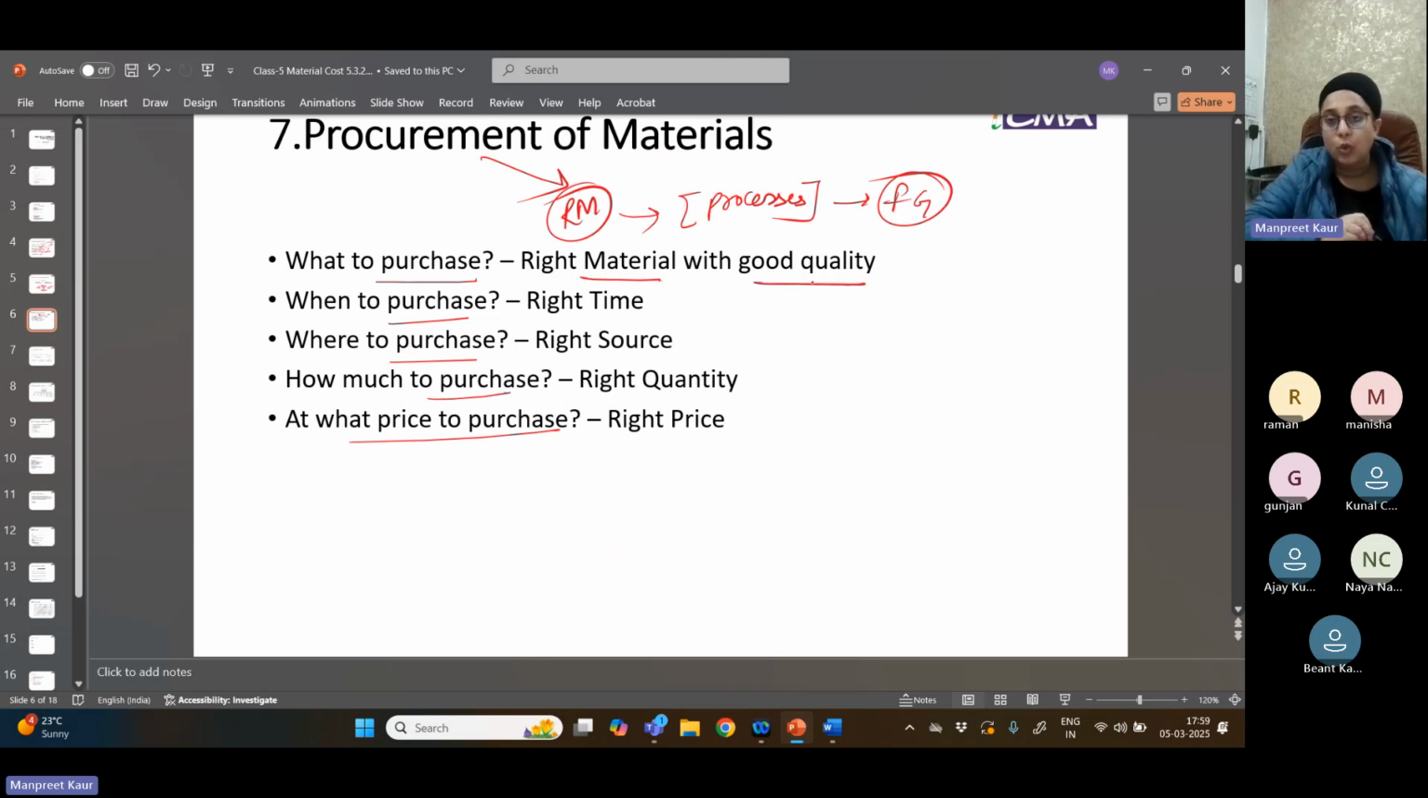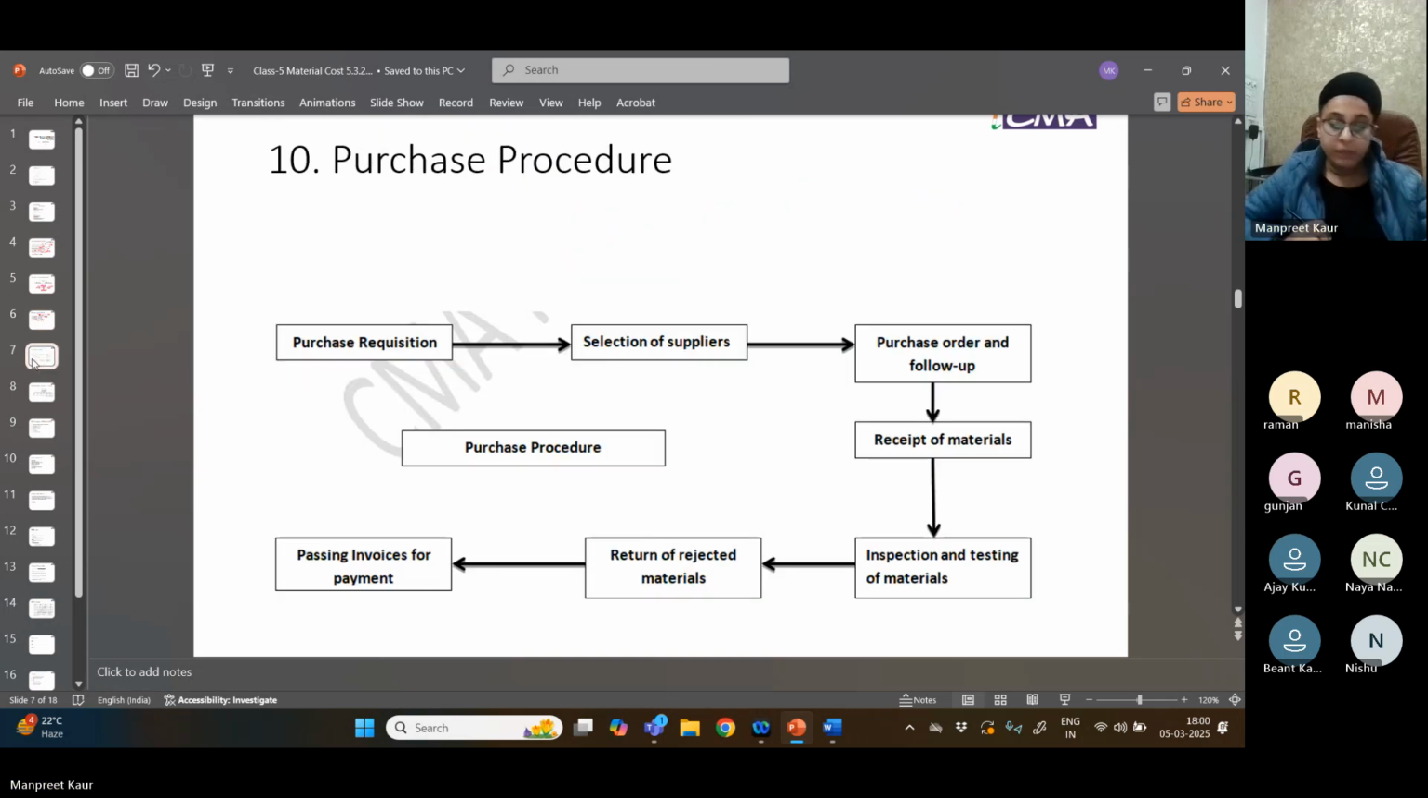Right material with good quality. Right time, material should be purchased from the right source, right quantity, and right price. These are the points which we have to keep in mind while procuring the raw materials. Clear? Clear, ma'am. Okay. Next is the purchase procedures.